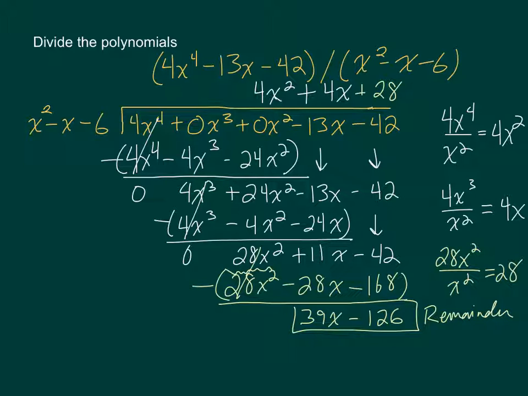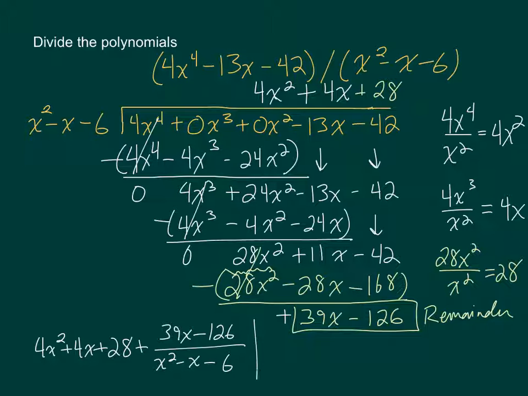And our final answer will be our quotient plus the remainder over the divisor. Something like this. We'll have 4x squared plus 4x plus 28. The sign in front of 39x is positive, so we will add 39x minus 126 all over the divisor, which was x squared minus x minus 6. So here is the final answer.